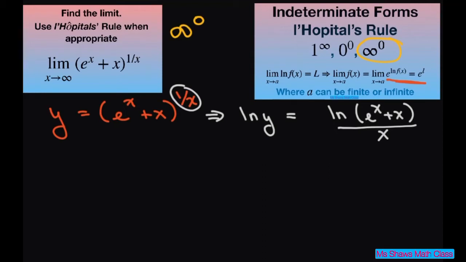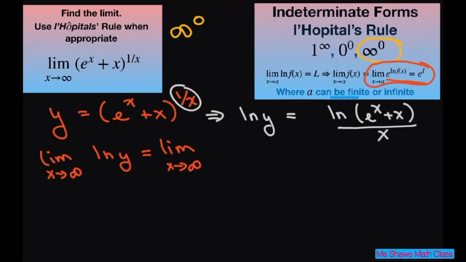All right. So basically what we're doing is we're taking the limit as x approaches infinity of ln of y. So we're going to get that limit. And that's why we're going to have to use the formula at the very end. And this equals the limit as x approaches infinity of ln of e to the power of x plus x, divided by x. Now let's apply L'Hopital's rule, and we're taking the derivative of the numerator and the denominator.